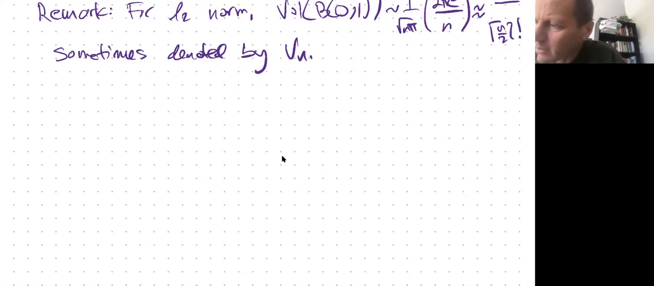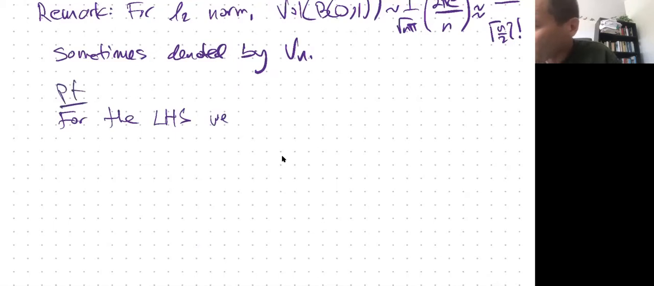So for the left-hand side, we will need, so this is the proof. For the left-hand side, we will need the Hadamard inequality. So let me tell you what that is.